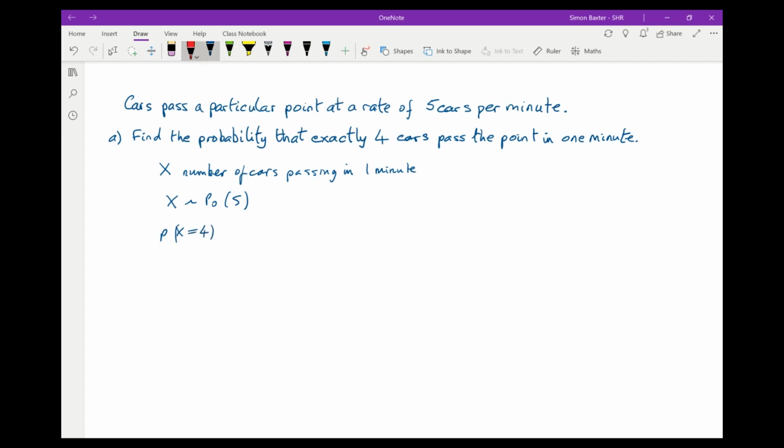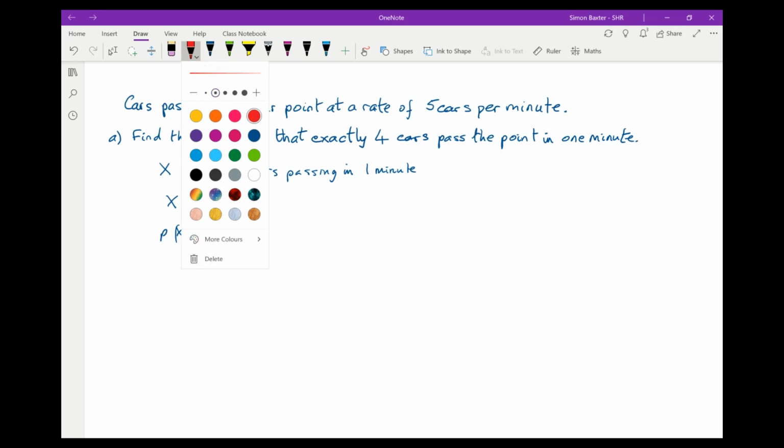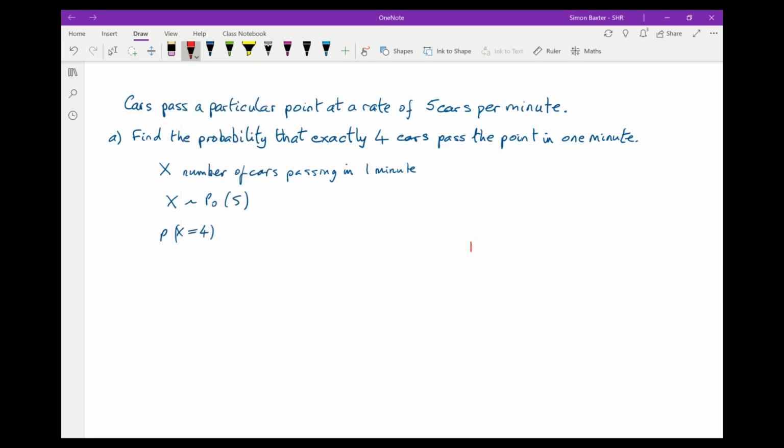Well, remembering that the probability that X equals r is lambda to the r, e to the minus lambda, over r factorial. This will be lambda, which is 5, to the power of 4, e to the minus lambda, which is 5, divided by 4 factorial.